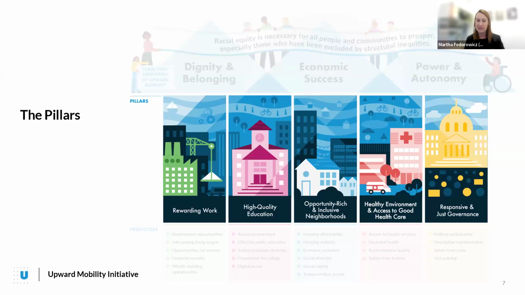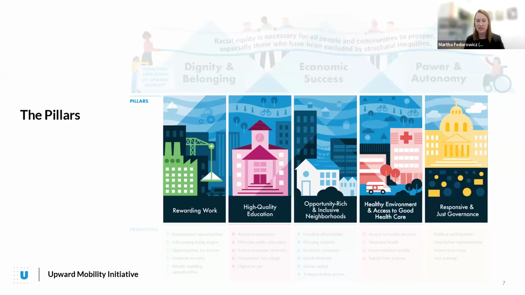So rewarding work pays a living wage, provides dignified work conditions, and offers economic security. High quality education from preschool through post-secondary provides a crucial avenue to economic and social mobility. Opportunity-rich and inclusive neighborhoods play a central role in supporting families' stability and well-being, their access to social and economic opportunities, and children's chances to thrive and succeed.